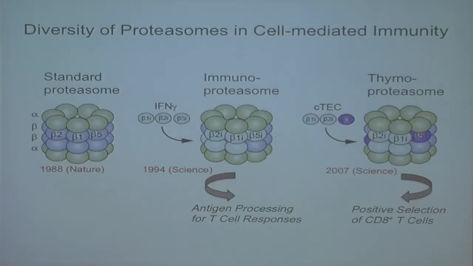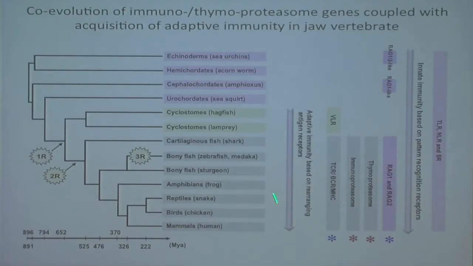So now, just a summary: in 1988 we found the proteasome, in 1994 we found the immunoproteasome, and now we found the thymoproteasome. These proteasomes are very important because of this evolutionary tree. As you can see, these genes appeared at the same time as many adaptive immunity genes. So therefore, I guess the thymoproteasome and immunoproteasome are important in immune responses.